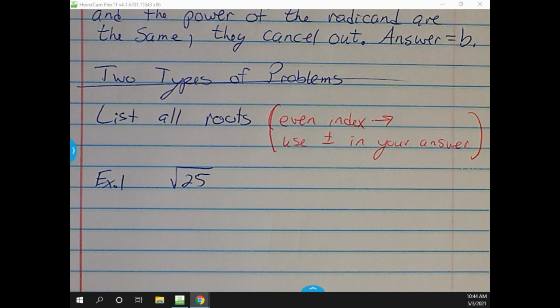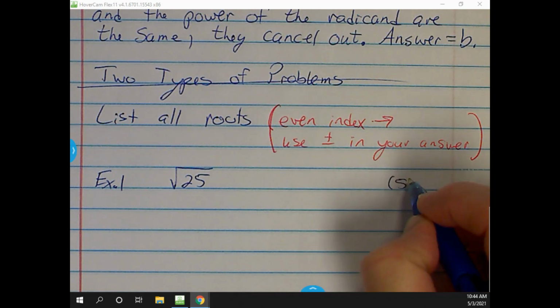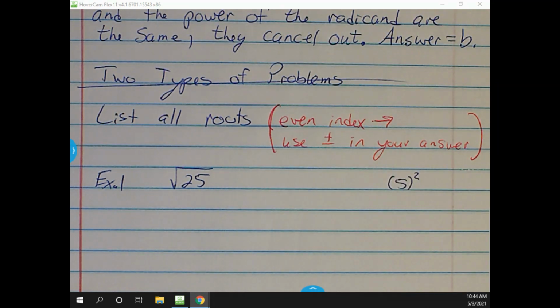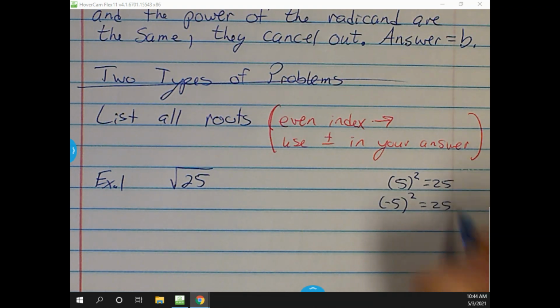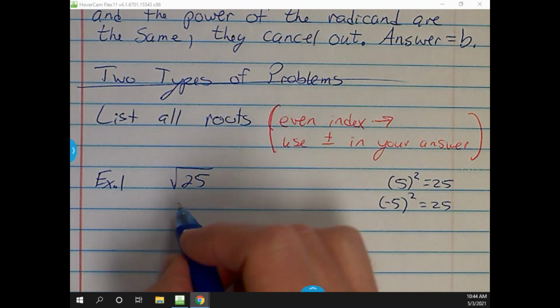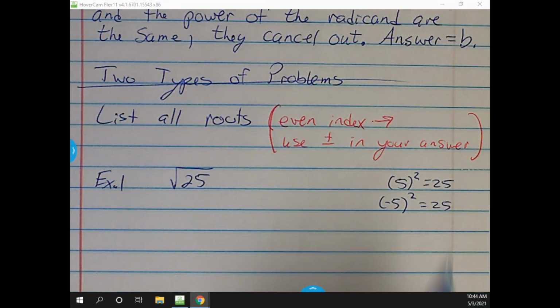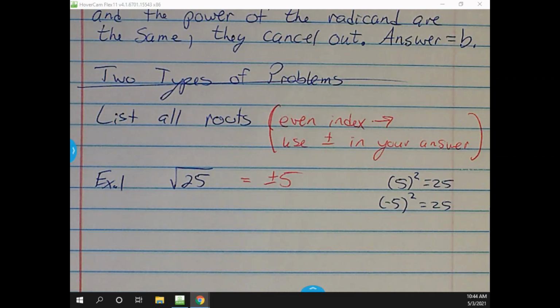Well, here's kind of what they're thinking: you don't have to necessarily write this one down, but you could do 5 times 5 and get 25. You also could do -5 times -5 and get 25. So they're looking at this and saying, all right, this number could be 5 squared, or this number could be -5 squared. So if they ask you to simplify this one for your answer, you're just going to put plus or minus 5.